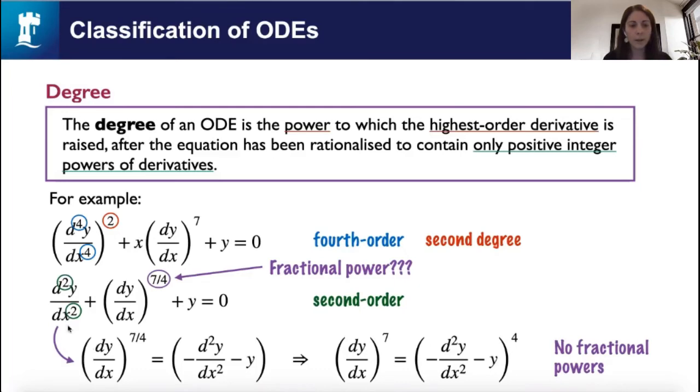We can rewrite our ordinary differential equation by keeping this term with the fractional power on one side and taking all the other terms on the other side of the equal sign. Notice that these will take a minus. And then we can raise both sides, left and right, to the power of 4. And therefore, we have the first derivative to the power of 7 here, and then all these right-hand side terms to the power of 4. And now we have no fractional powers in the equation. So now we're able to find the degree of this equation. Remember, we have seen already that the highest order derivative is the second order. And this is now raised to the power of 4, so the degree is 4.